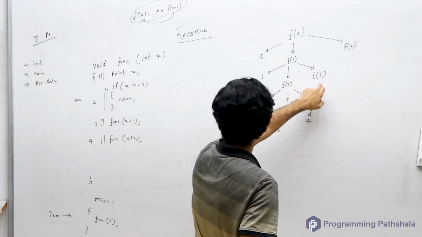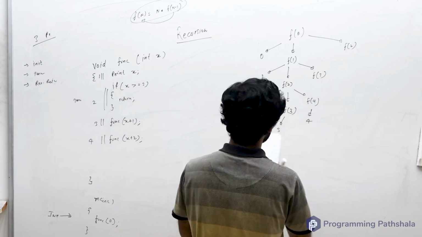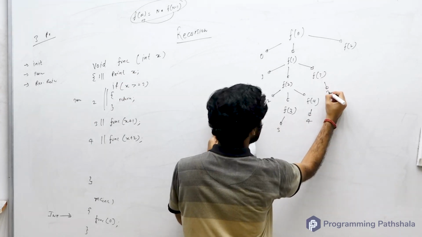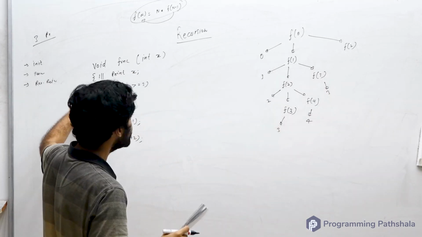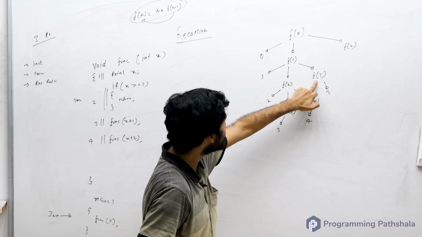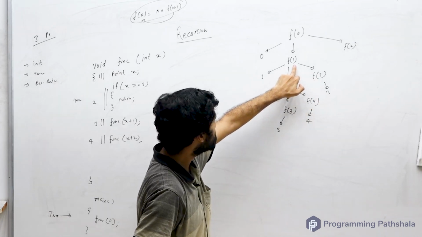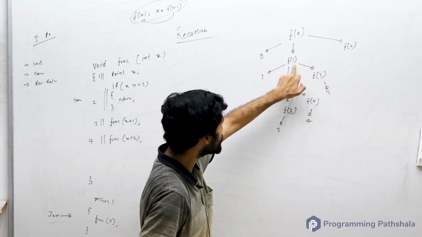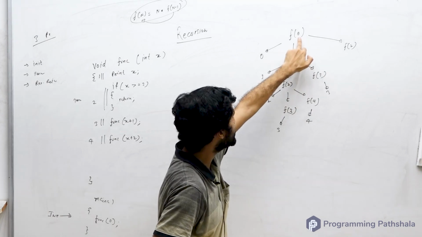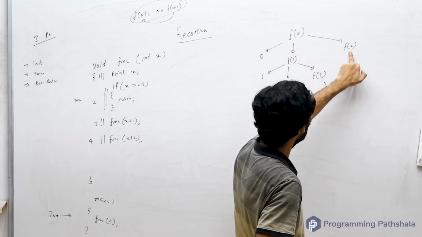Now what will this f of 3 do? This f of 3 will firstly print 3 and then based on this, it will also return. This returning means control goes here. Now this has no other instructions to execute, so this is also over. So the control goes here. Now it invokes its child, which is f of 2.